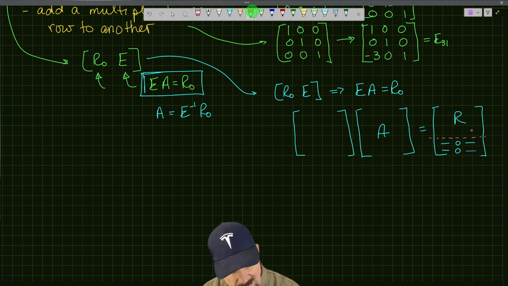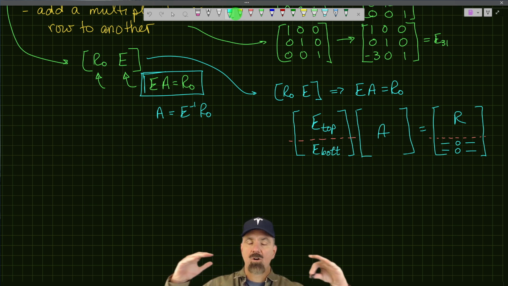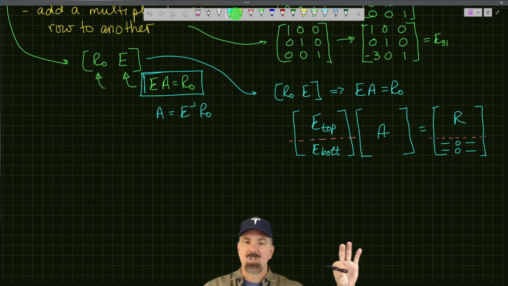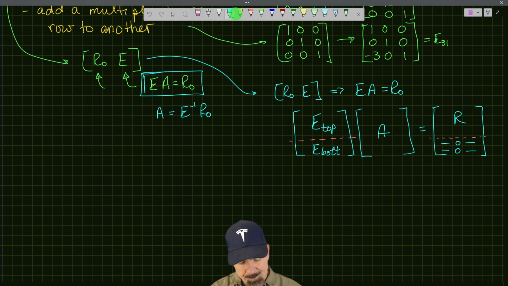Then I'm going to move that split over to the E. For simplicity's sake, I'm just going to call this E top and E bottom, where I've split it across the rows that match up with the zero rows in the RREF.